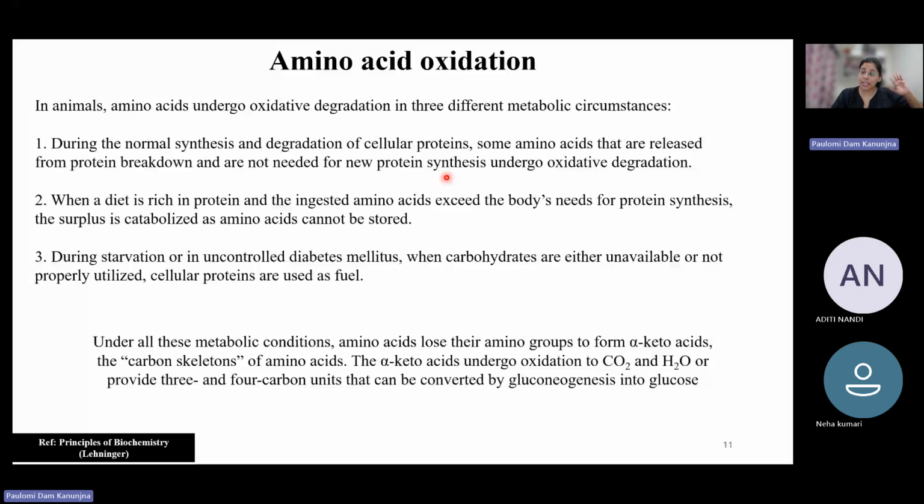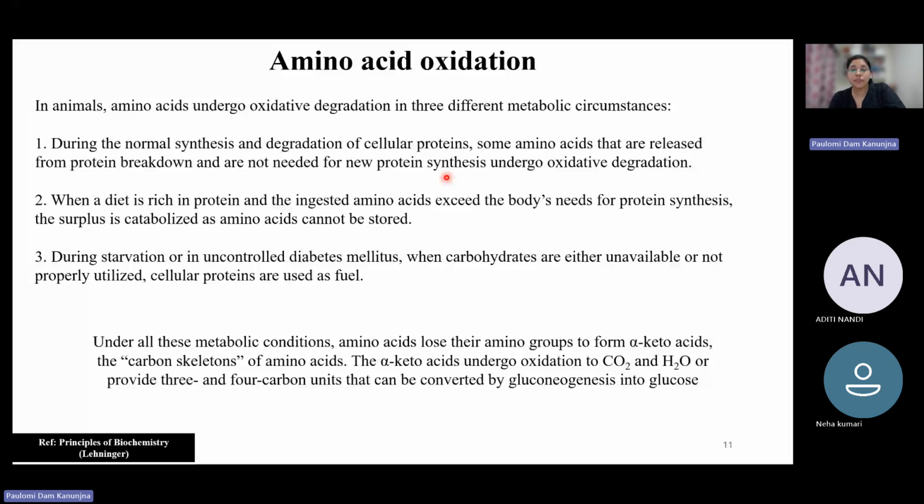So amino acids need to be excreted and removed, because amino acids are needed for the production of protein. If you don't have the need for generating protein, or if you don't have the need for building any more protein, then the amino acids are removed. And we will look into how. Also, when there is starvation, when you are fasting, or there is uncontrolled diabetes, and the carbohydrates are not available, that time you are using proteins as fuels. So proteins can be used as fuels, and amino acids cannot be stored. So in all these steps, amino acid oxidation has to be done.